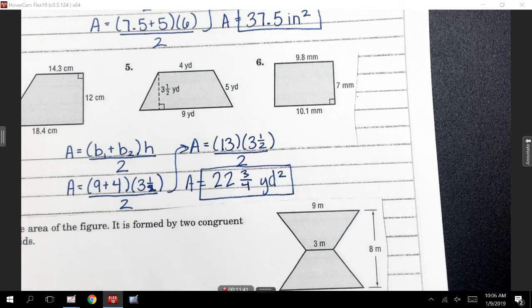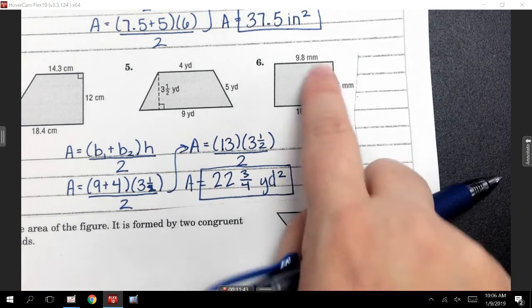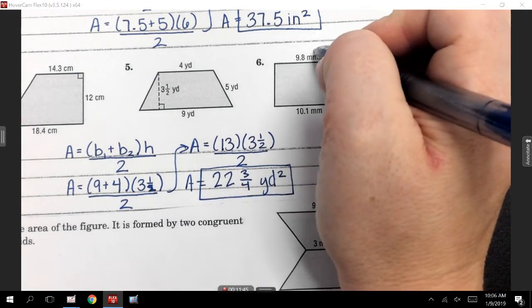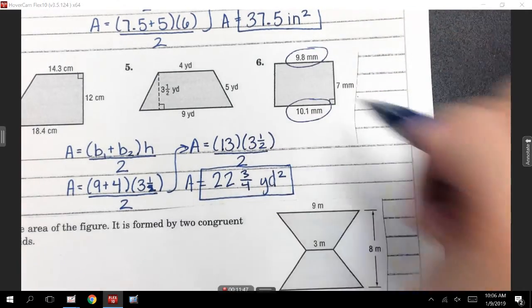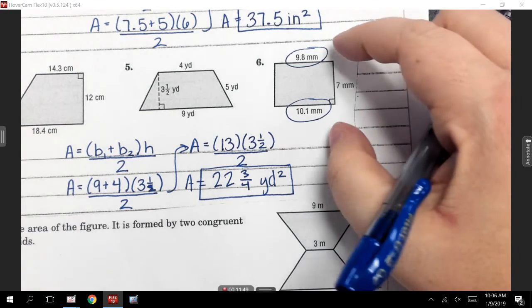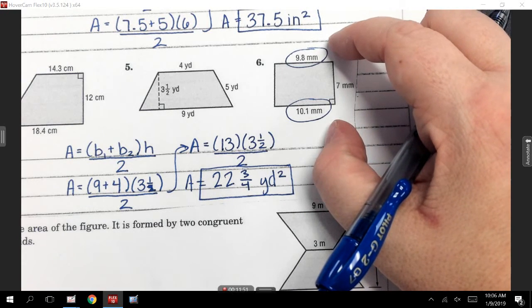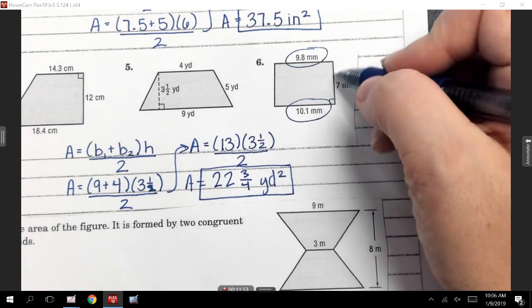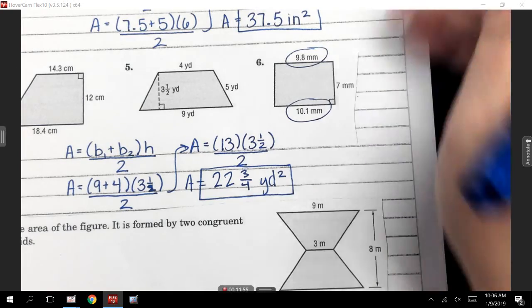All right, guys, so we already talked about number 6 and why it's not a rectangle because those two do not match. But those two are also going to be my bases because the other one's making the right angle, so 7 will be my height.